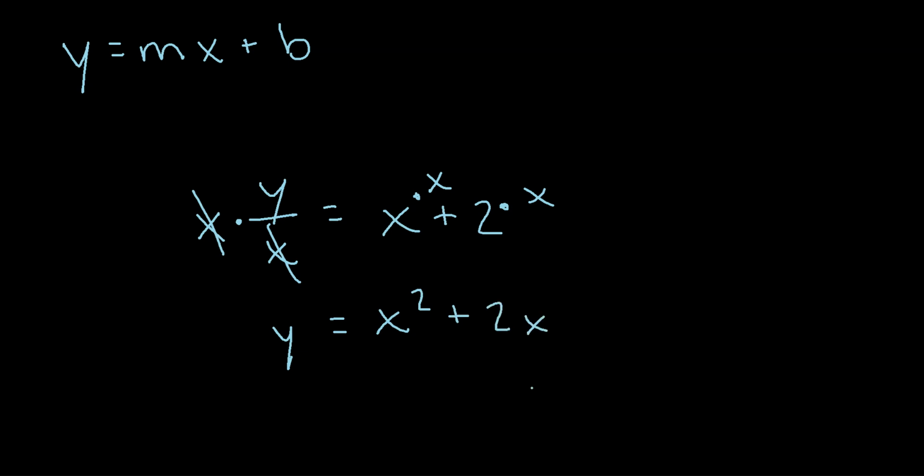So is this a linear equation? Well, no, because we see that there's an exponent that is greater than 1 attached to this x. And remember, for a linear equation, we can only have x to the first power. So we would say this equation is not linear.